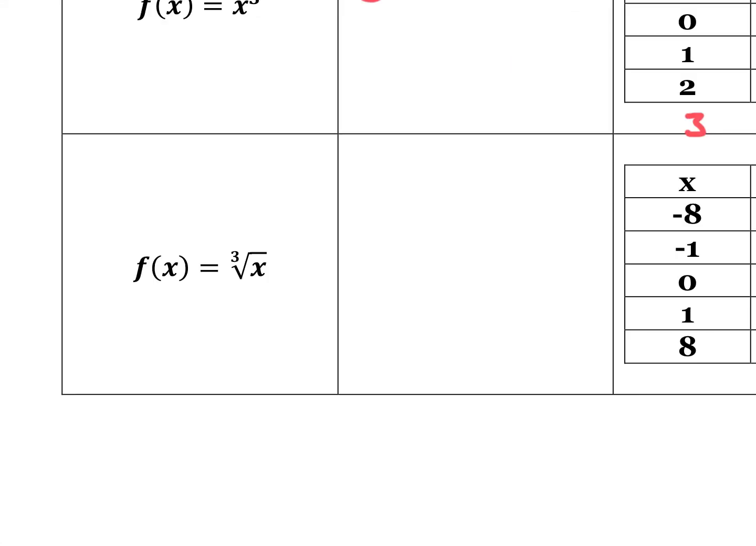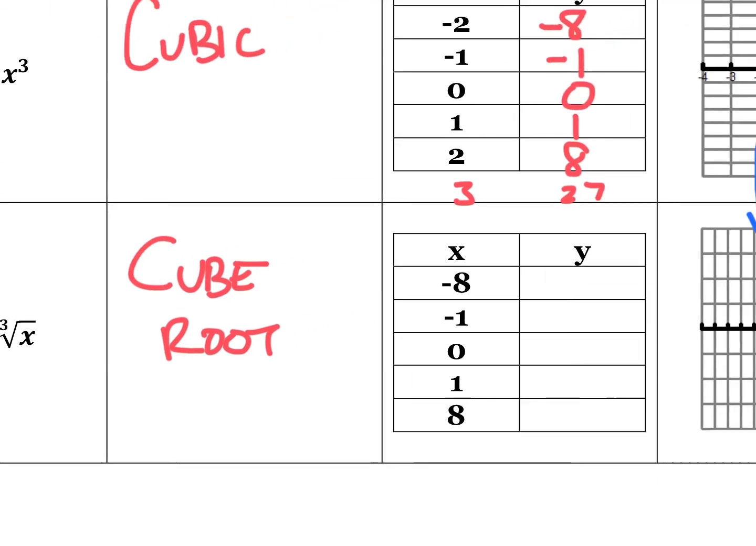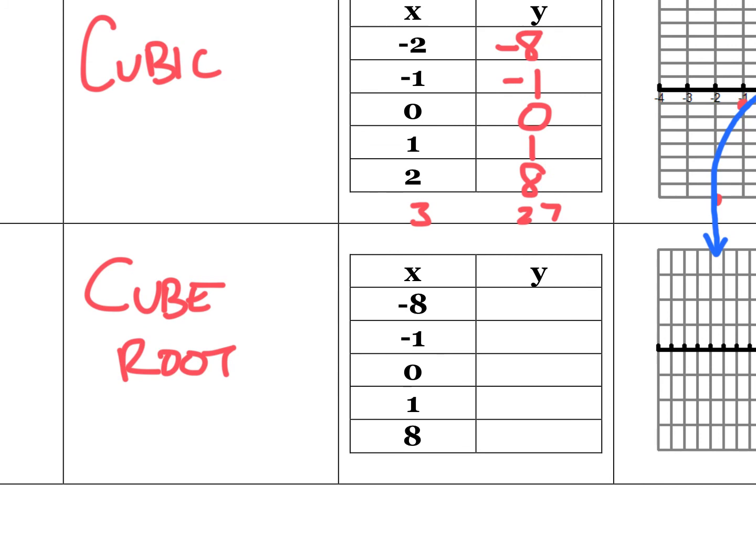All right, the last parent function that we're going to look at is the cube root function. So just like a square root is the opposite of x squared, a cube root is the opposite of x cubed. You're working backwards. So whenever we fill out the table, we're taking the cube root. So we're trying to figure out what number was cubed to give us negative 8. Right? Well, in the table before, we saw negative 2 cubed is negative 8. So the cube root of negative 8 is negative 2. Right? The cube root of negative 1 is negative 1.